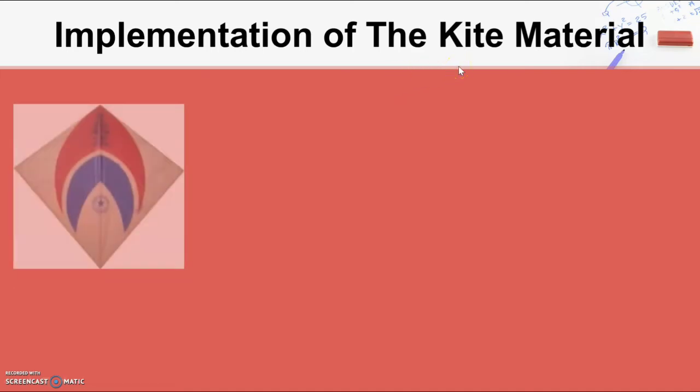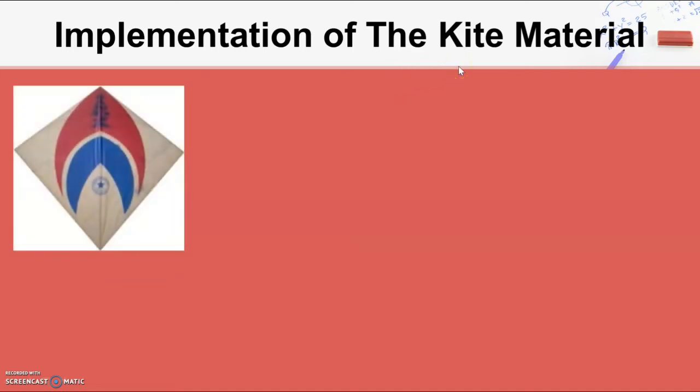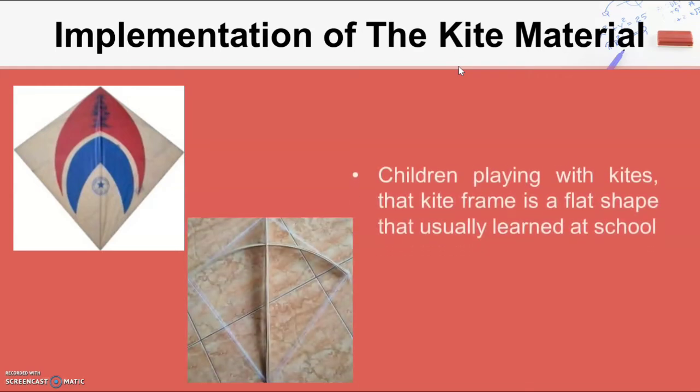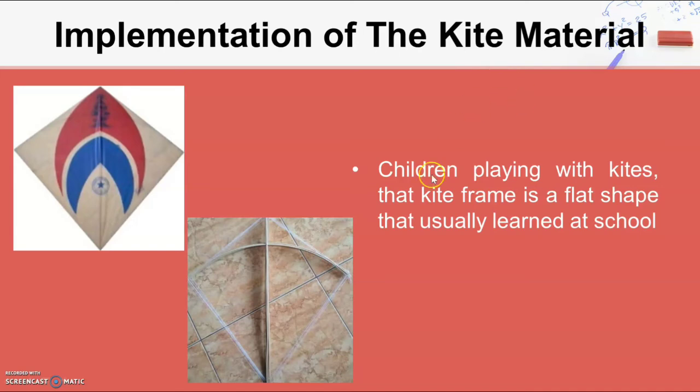And next is the application of the kite material. In everyday life, there are many things related to flat shape lessons. For example, children playing with kites. This kite frame is a flat shape that is usually learned at school. They never realize that they are applying a mathematics lesson in real life.